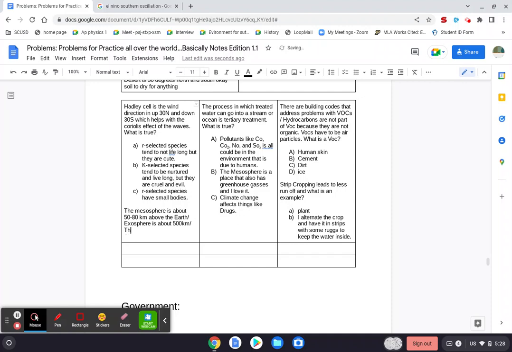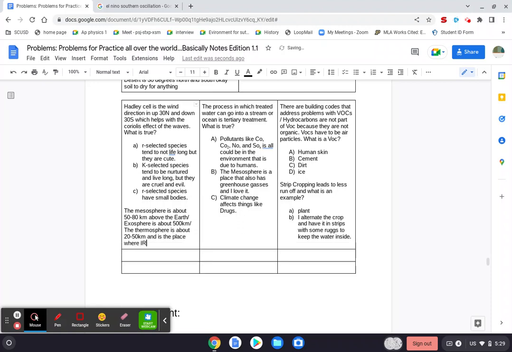Wait, stratosphere is about 20 to 50 kms. I'm purposely being very confusing. And it is the place where IR radiation is absorbed, I think.